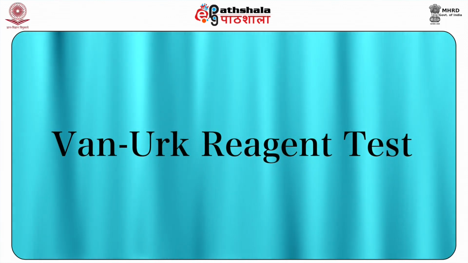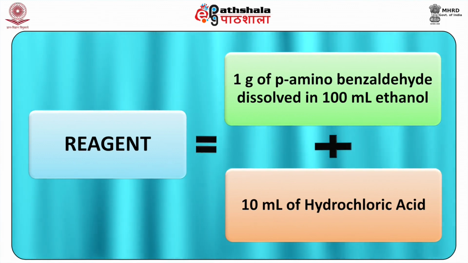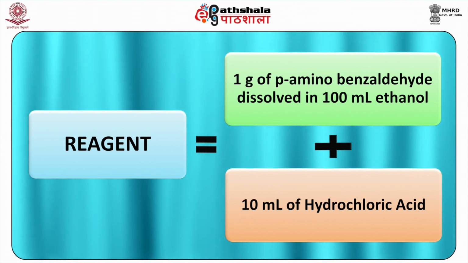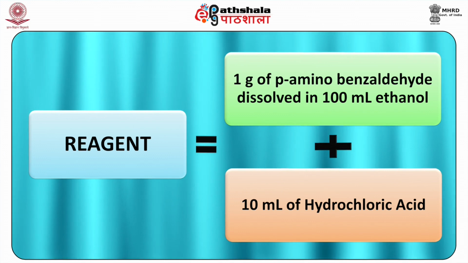Van Urk reagent test. Preparation of reagent: 1 gram of para-dimethylaminobenzaldehyde is dissolved in 100 ml of ethanol and 10 ml of hydrochloric acid is added. To the dried residue of the extract, 1 drop of the reagent is added. A green color changing to blue is observed.